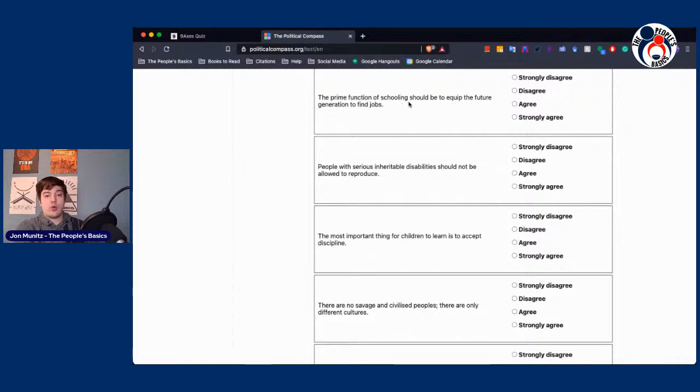The prime function of schooling should be to equip the future generation to find jobs. The prime function, it is a definite key function, but no, it is not the prime function. The prime function is to educate children to be proper adults. Now, mind you, part of that might be inclusive of finding jobs, but no, it is trying to teach them critical thinking skills. It is trying to teach them life skills. It is trying to teach them basic cultural references.